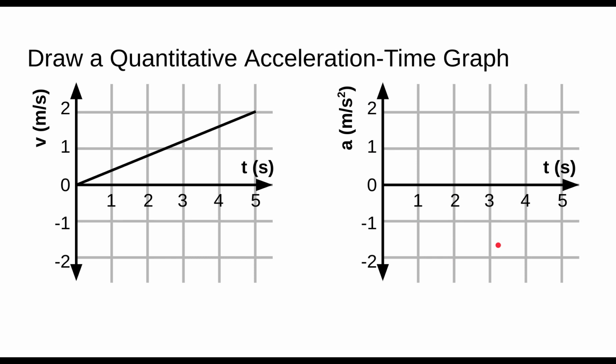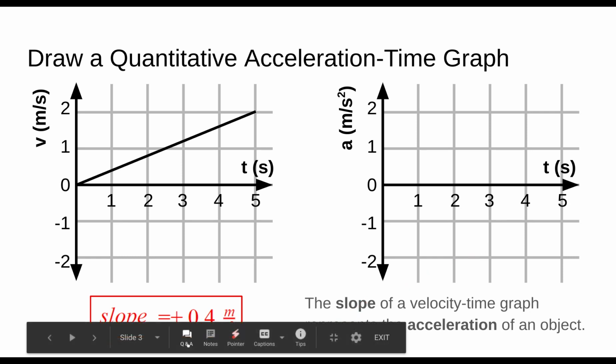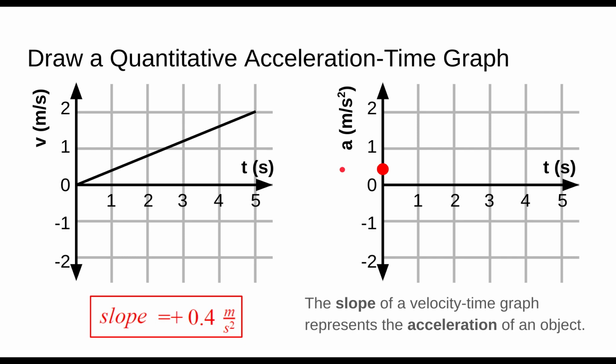In order to draw a quantitative acceleration time graph, we can use the slope that we just calculated, and what we can do is apply that to the acceleration time graph in a similar way to how we drew velocity time graphs in Unit 1. So by finding the slope of positive 0.4, we can find where that 0.4 is on the acceleration time axis, which is right here, and then we can extend a horizontal line from that acceleration for as long as this slope is exhibited. So this is the same slope for the entire 5 seconds, and so we will extend that horizontal line at positive 0.4 meters per second squared for 5 seconds long.